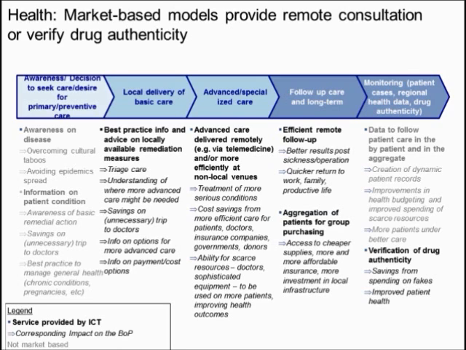Then again, the diagram showing the services and the impact on the base of the pyramid. So you have the awareness, the decision to seek care, the desire for primary or preventive care, the local delivery of basic care, the advanced specialized care, the follow-up care, and the long-term tracking of once you have received healthcare. And then you have the monitoring of the patient cases, the regional health data, drug authenticity, etc.